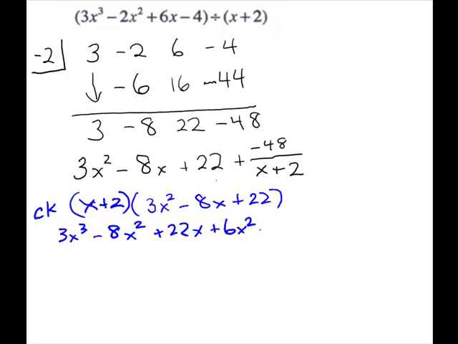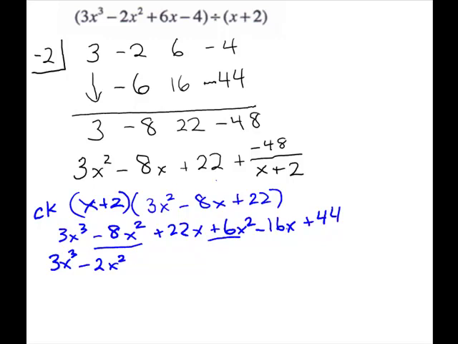2 times negative 8x will be negative 16x. 2 times 22 will be a plus 44. Combine your like terms, so we have 3x cubed. All right, our x squared will give us a minus 2x squared.